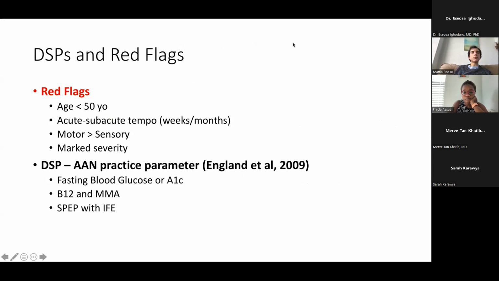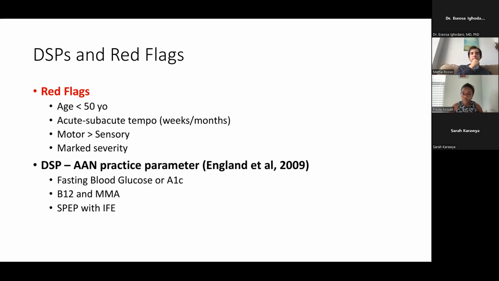So just as a quick recap, what are red flags? Well, they're young patient, acute or subacute time course, which would really make you think, at least in the back of your mind, about a GBS type of presentation, motor being involved more than sensory, marked severity, and then we talked about the practice parameter for DSP.